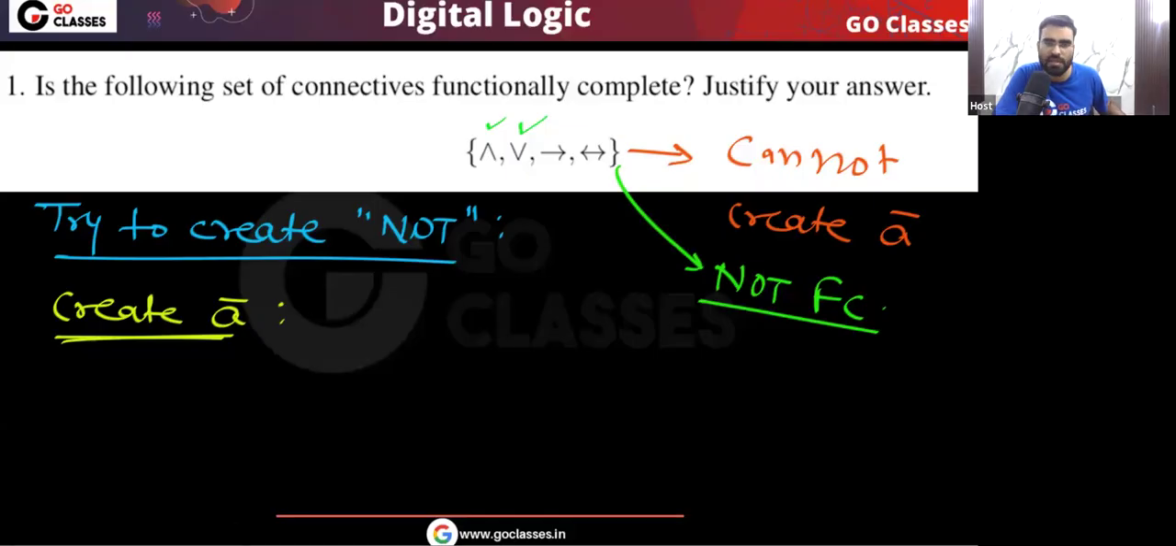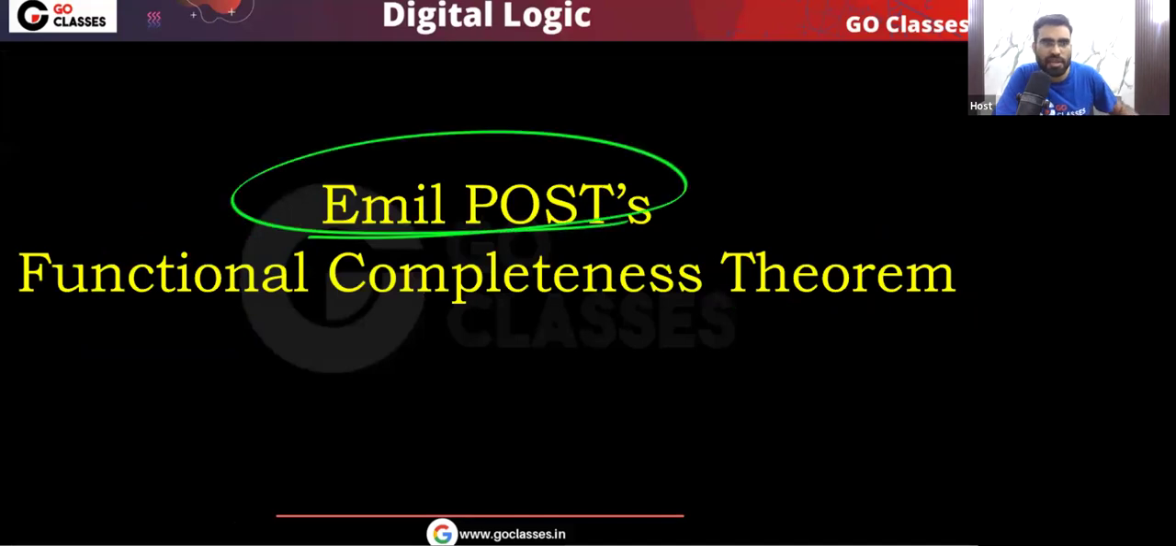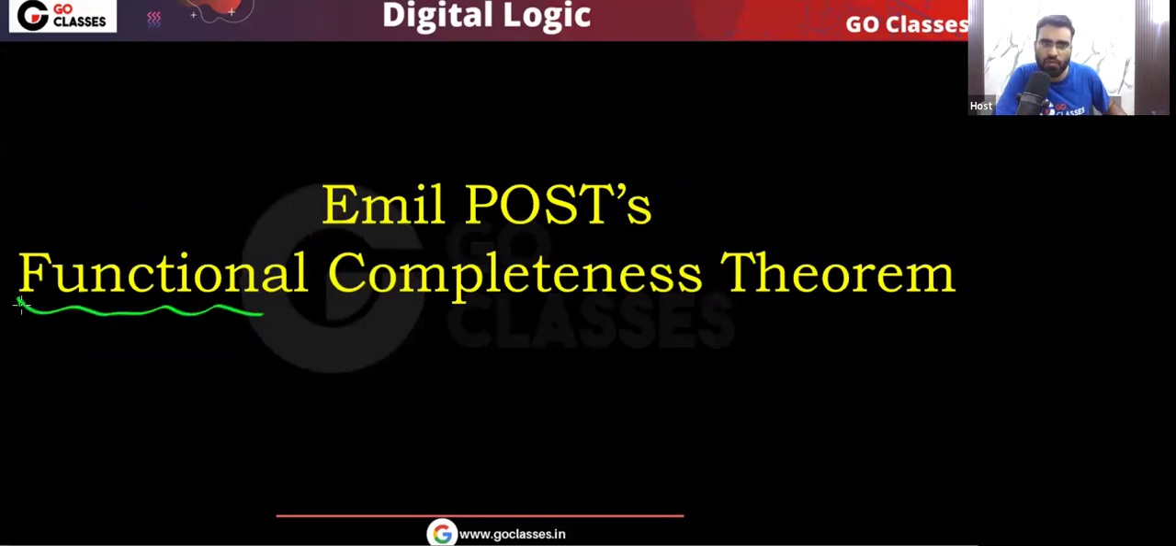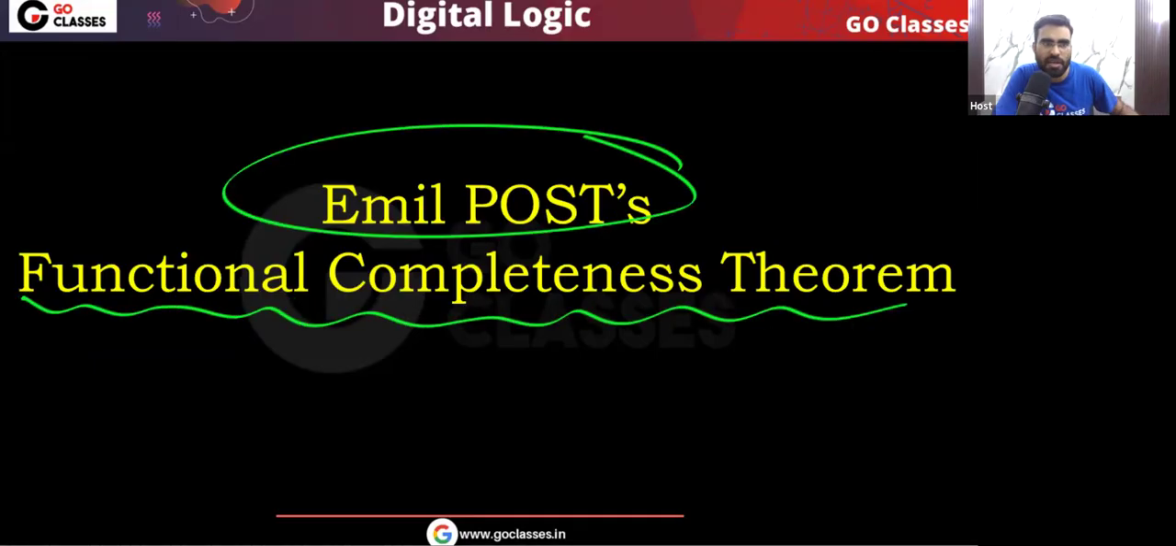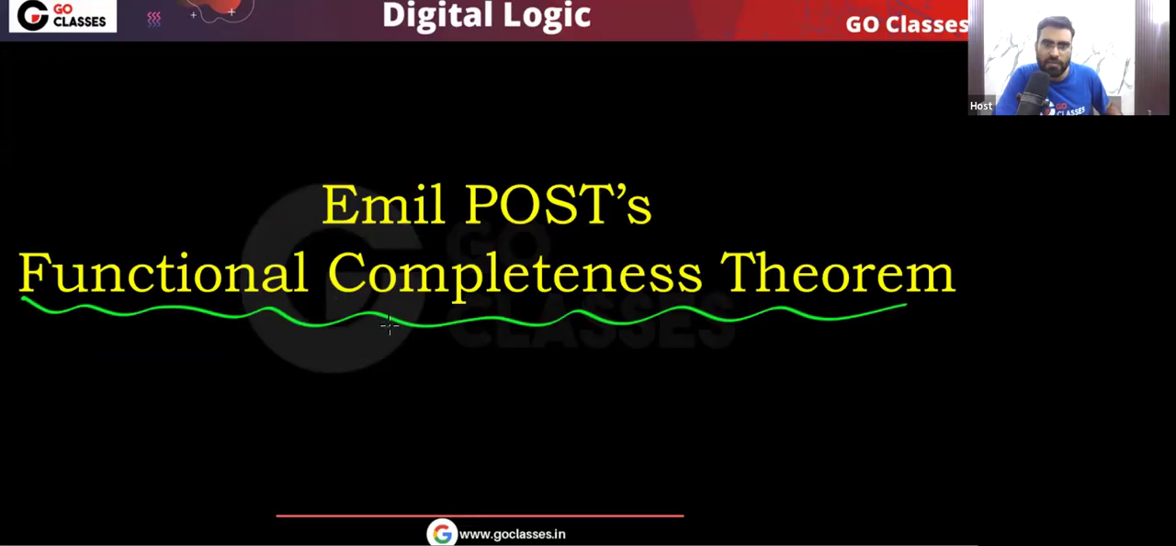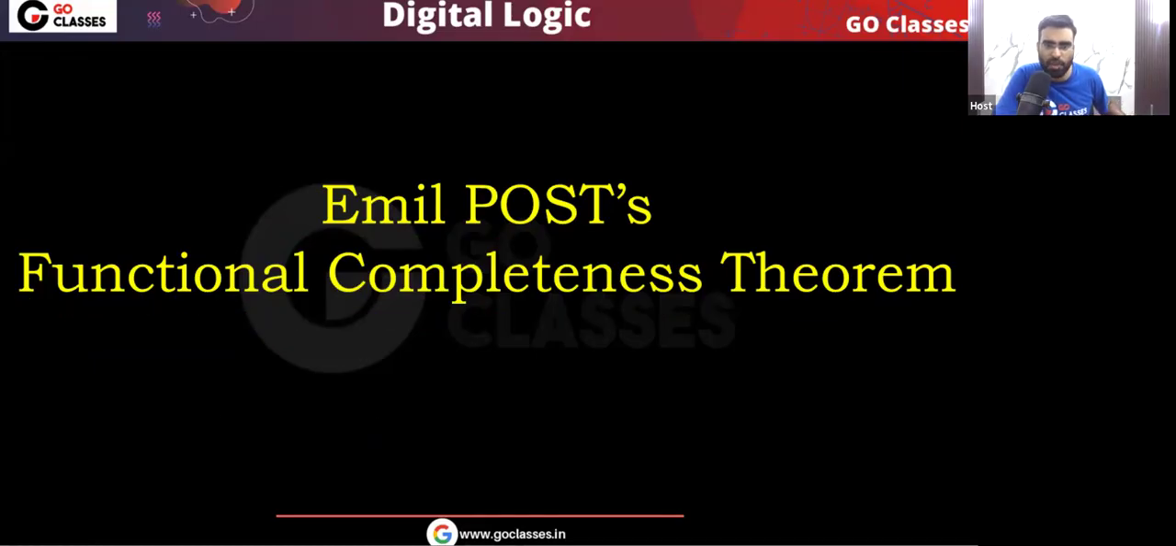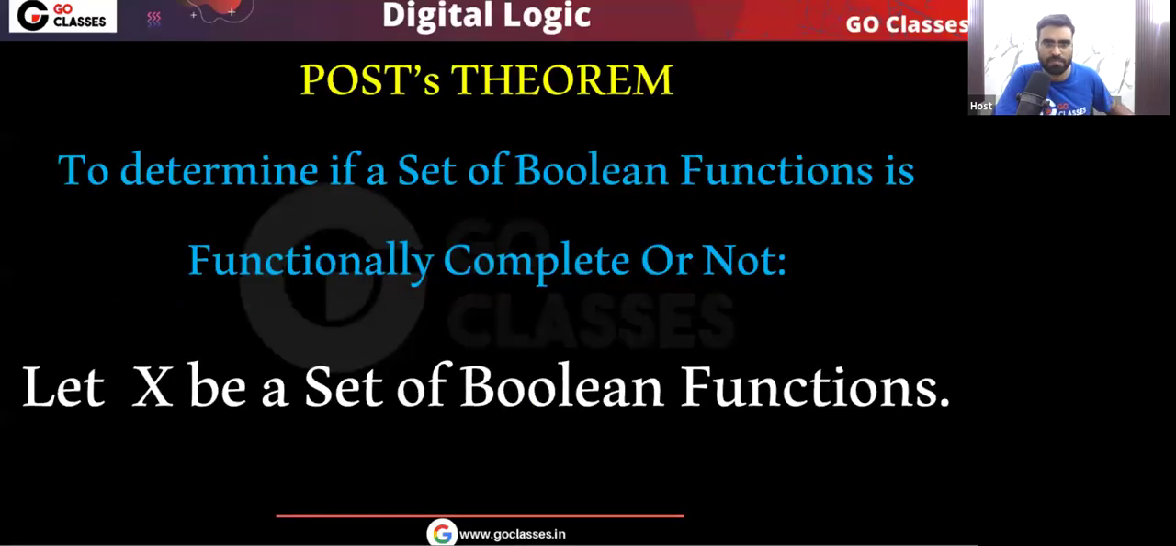Okay, and that is Emil Post functional completeness theorem. So now we will see this Emil Post functional completeness theorem. Let me tell you, this theorem gives a 100% guarantee for the answer. It will give you a 100% guaranteed yes or no answer. Is this clear? So this is our next topic, the Emil Post functional completeness theorem.